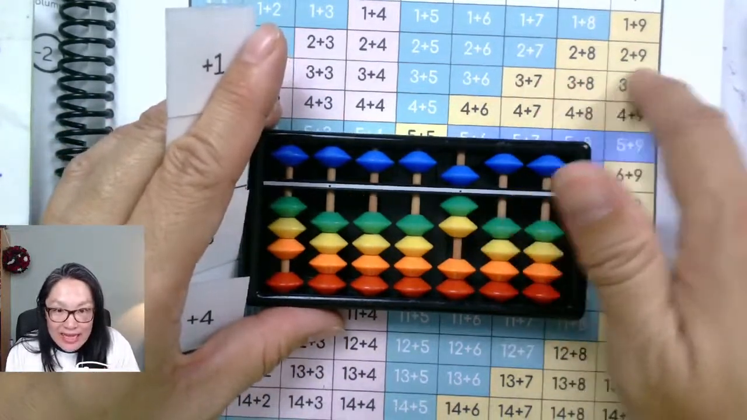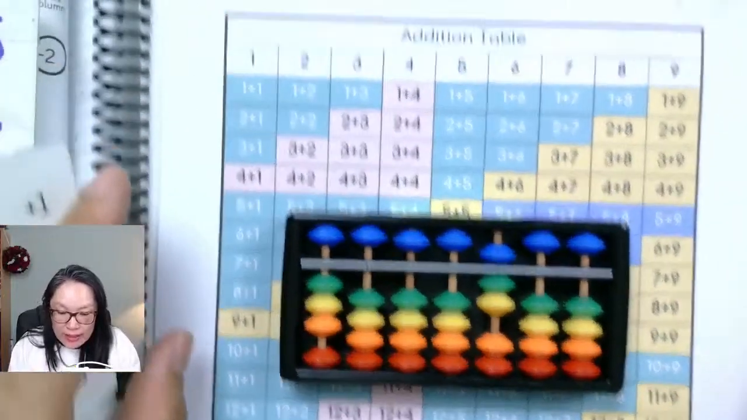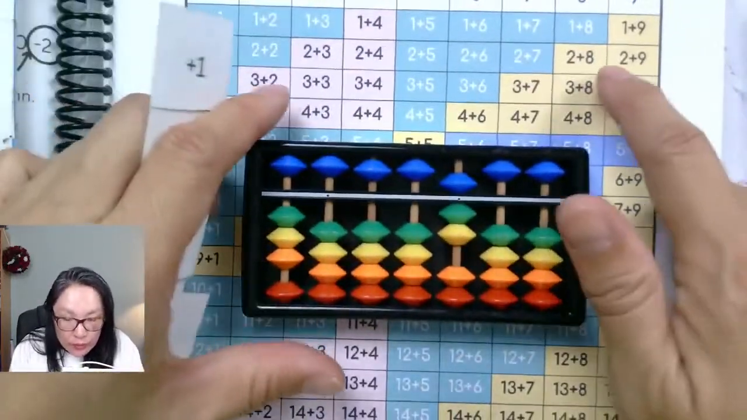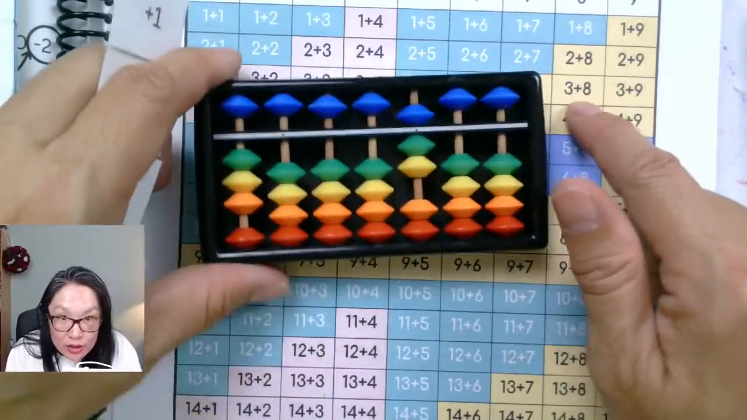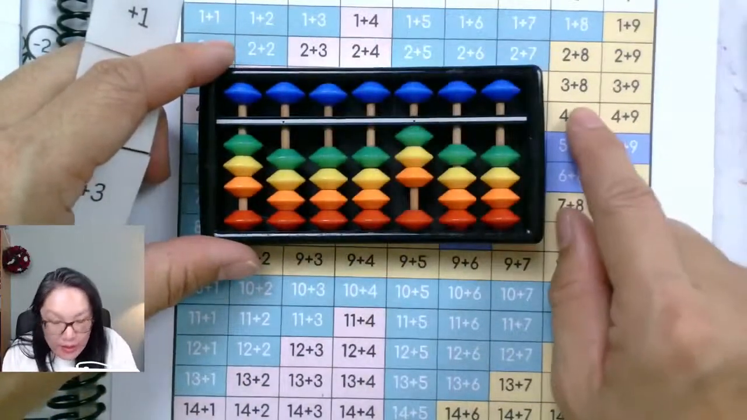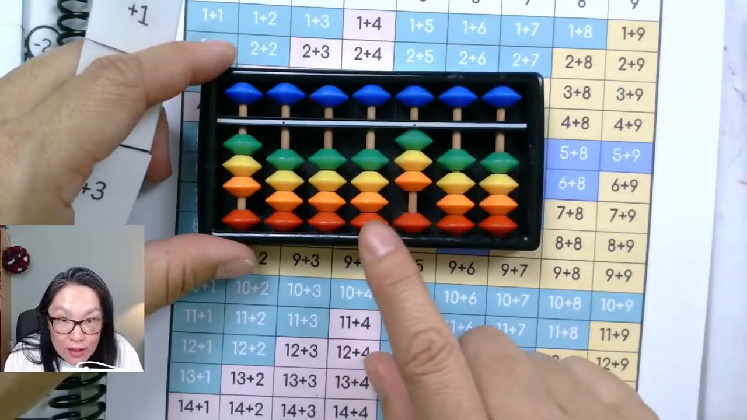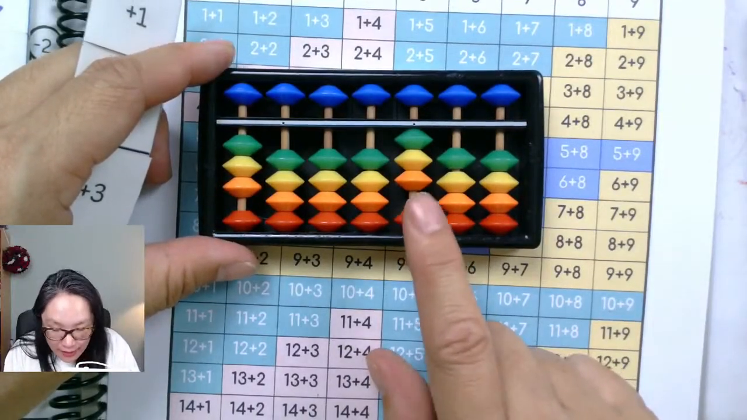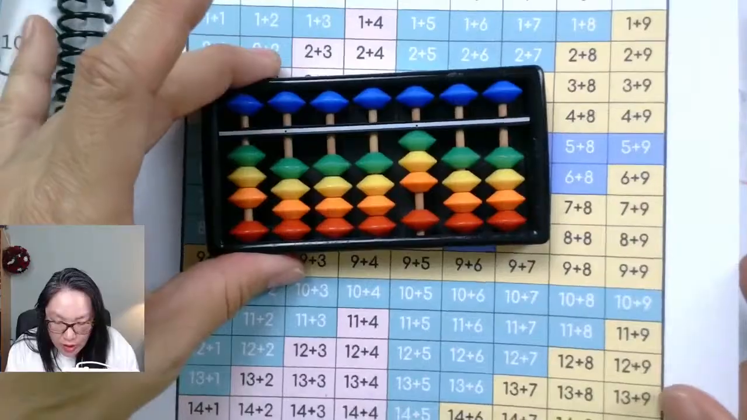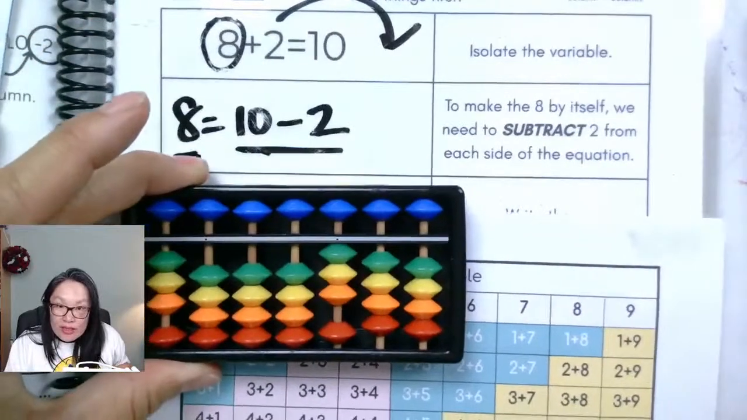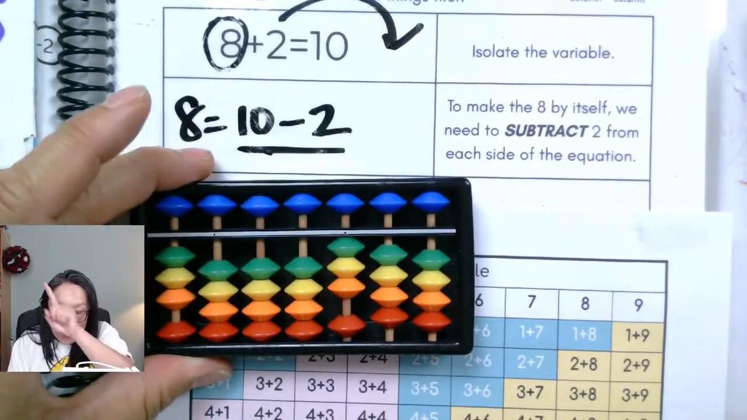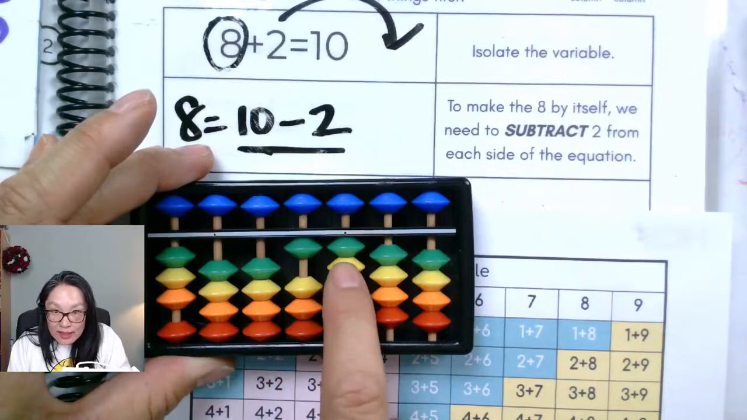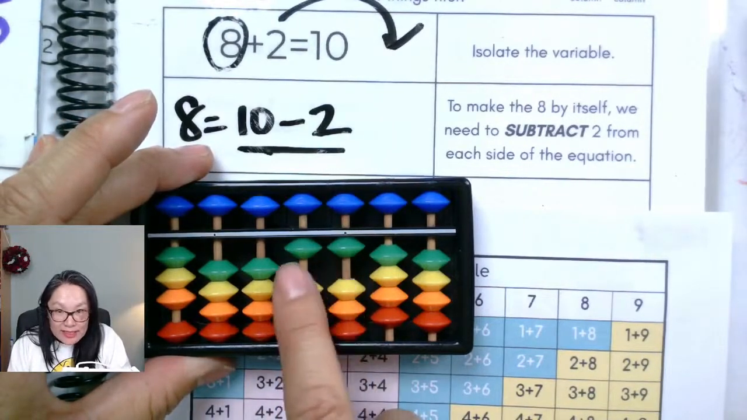This yellow is what we were just doing. It is about utilizing the 10. This is what we call regrouping. So when we were regrouping, let's take a look at this. Let's do 3, and then plus the 8. We don't have enough to add the 8. So what are we going to do? We know we can do this. We're going to carry the 1, which is here, plus the 10, and then minus the 2. So my final answer is 11.